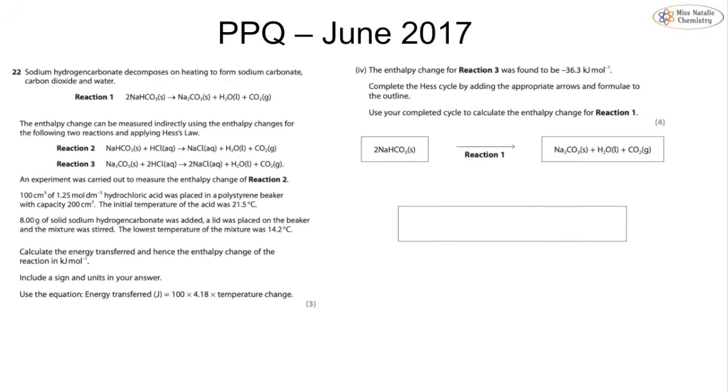Now let's look at a slightly different question, from June 2017, and this time we're going to be using enthalpies of neutralization. The first part is asking us to calculate Q, and hence our enthalpy change. So Q, remember, was c m delta T. C is 4.18. Our mass is going to be 100 because we used 100 centimeters cubed of hydrochloric acid, and my initial temperature was 21.5 and I went down to 14.25, so I have a value of 7.3. So Q is going to be 3.0514 kilojoules.